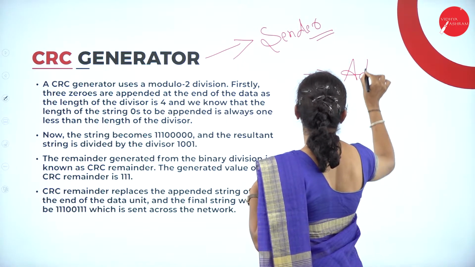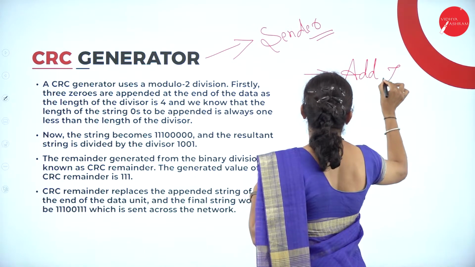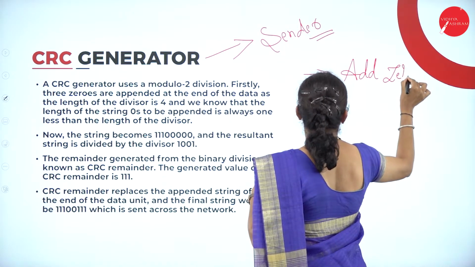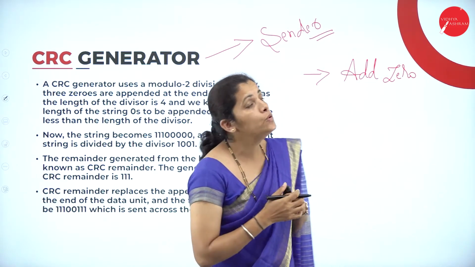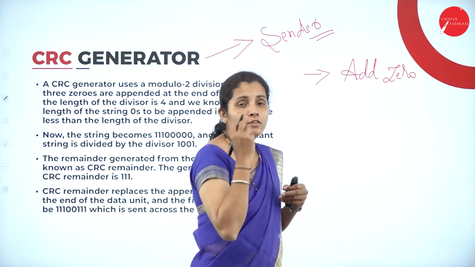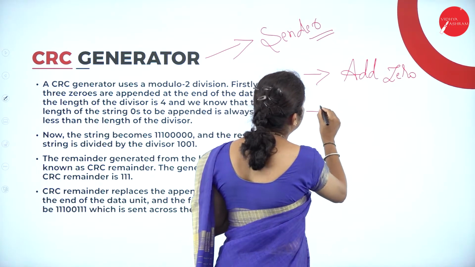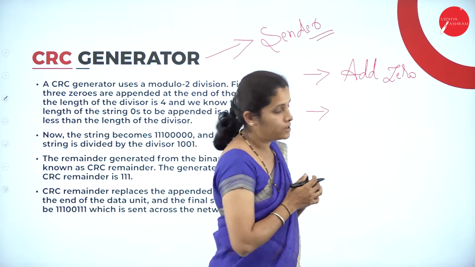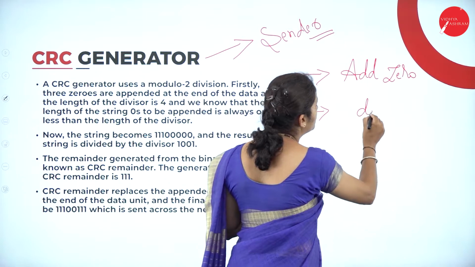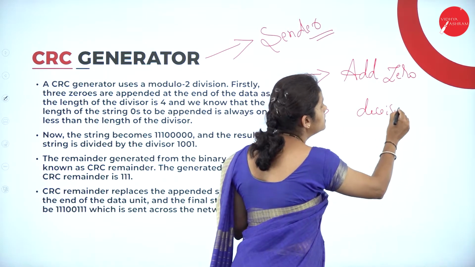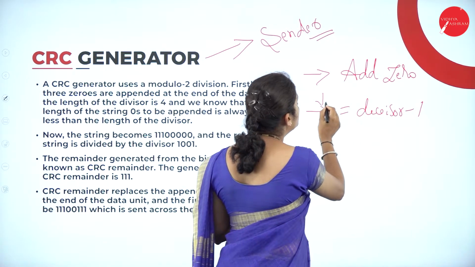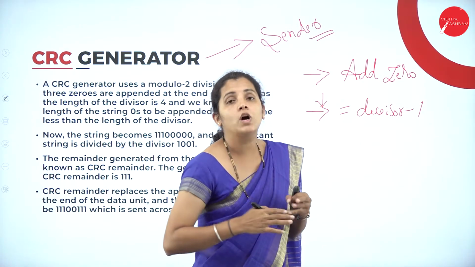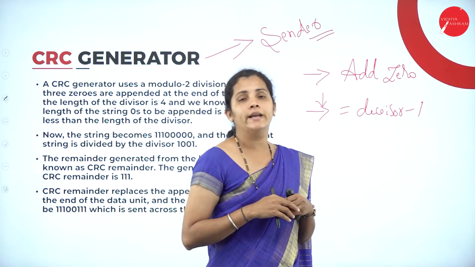Append 0s to the actual data. Then how do we find the number of 0s? That is based on your divisor. Divisor length minus 1 equals the total number of bits you want to add to your data bits.